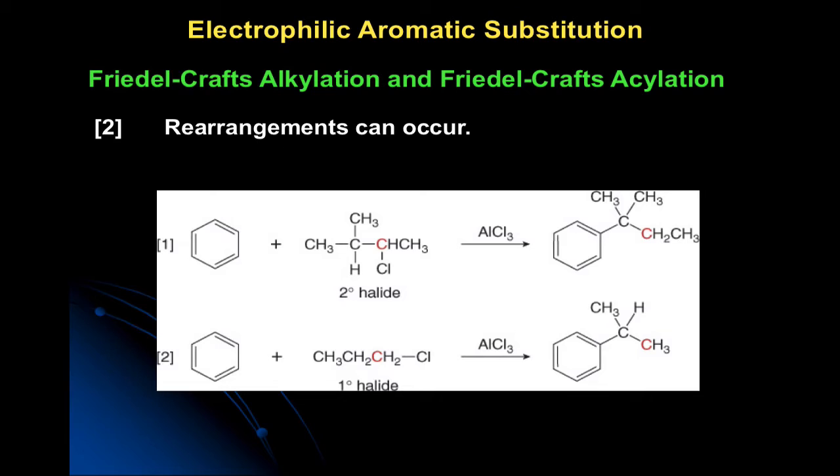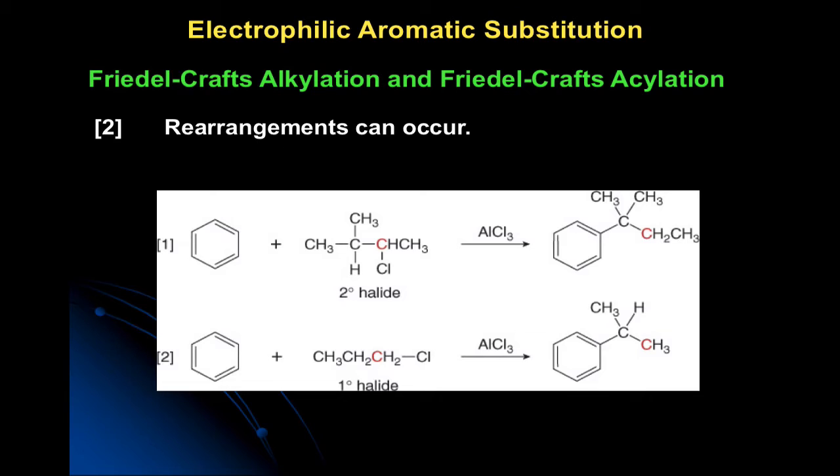That's right. So the cardinal rule. If we remove that chlorine, we get what kind of carbocation? Secondary. And now we can have a shift. What shifts? This hydride will shift over to that carbocation, and we end up with what kind? Tertiary. That's right.